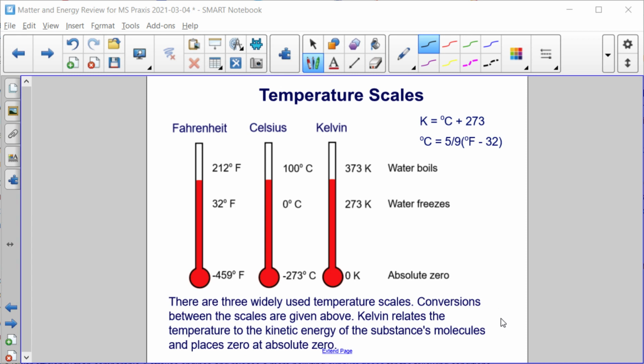Kelvin relates the temperature to the kinetic energy of the substance's molecules. So 1 Kelvin is equivalent to 1 degree Celsius. You can see it's 100 degrees from 0 degrees to 100 degrees Celsius, 273 to 373 Kelvin, but it places absolute 0 at 0 Kelvin.